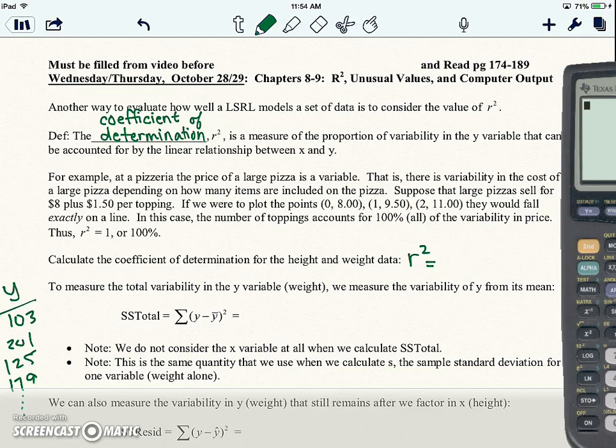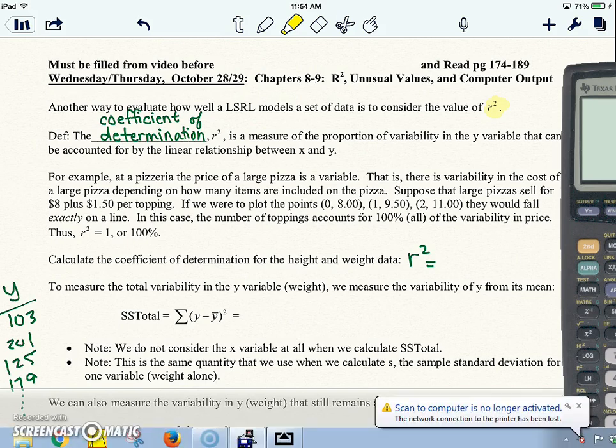Okay, least square regression unit, day 3. Another way to evaluate how well a least square regression line models a set of data is to consider the value of r squared, which is almost my favorite value. It is called the coefficient of determination, and it is a measure of the proportion of variability in the y variable that can be accounted for by the linear relationship between x and y.